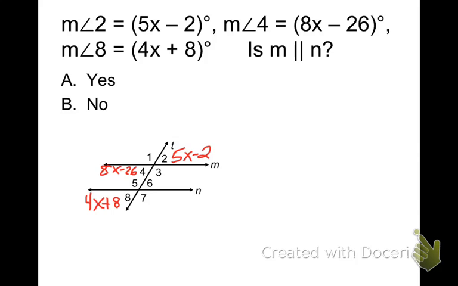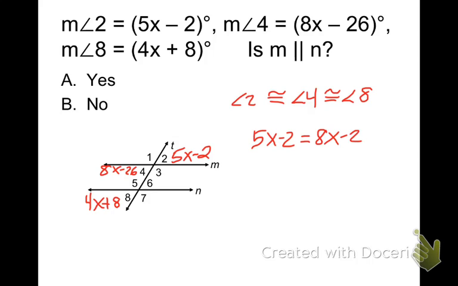For M and N to be parallel, well, angle 2 is definitely congruent to angle 4 because they're vertical. But for M and N to be parallel, we know that these angles also need to be congruent to angle 8 because angle 8 and angle 4 are corresponding angles. So if we can say that these angles' measurements are all equal to each other, then we can conclude parallel. So we know 5x minus 2 has to equal 8x minus 26 because those two angles are vertical.